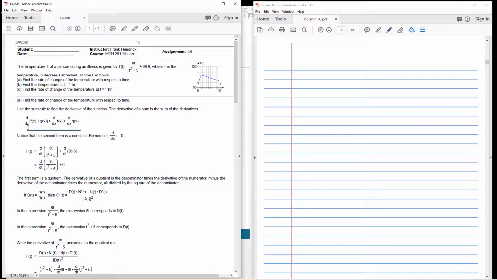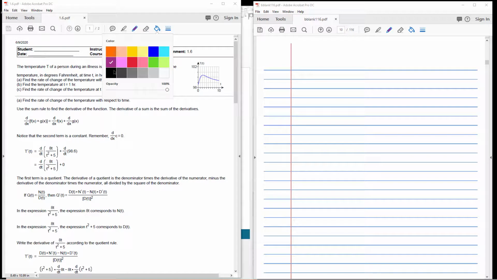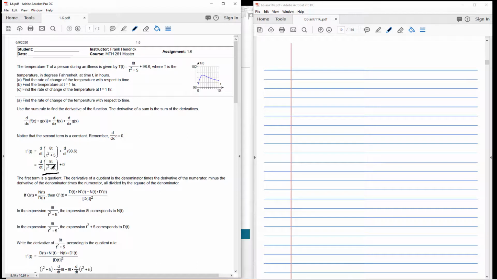Now, we notice the second term there is a constant. So the derivative of a constant is 0. So our derivative of the function is going to be found there. So take the derivative of this piece here. And we get to that point, it's a quotient. So we end up using our quotient rule.